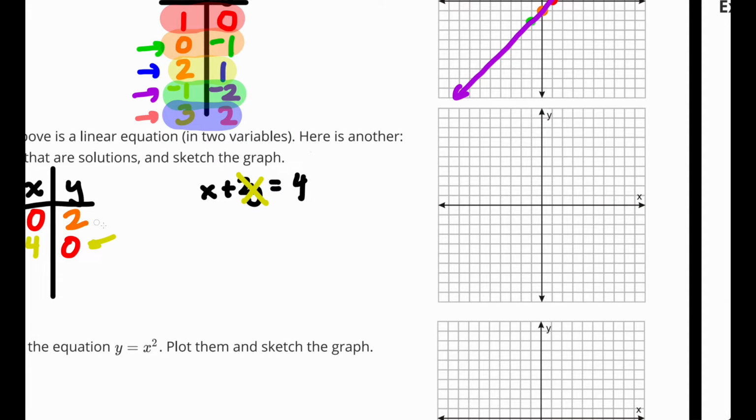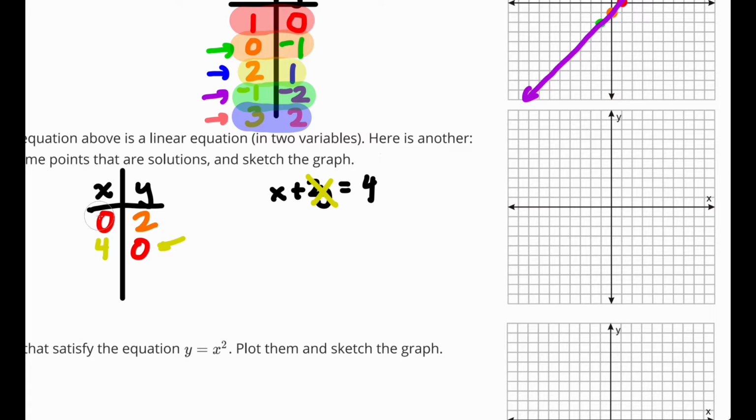So this first one, I'll just do green. So 0, 2 would be right there, 0, 2. Okay, 4, 0. 1, 2, 3, 4, 0. You have something like that, and then we're just going to basically connect the dots here.